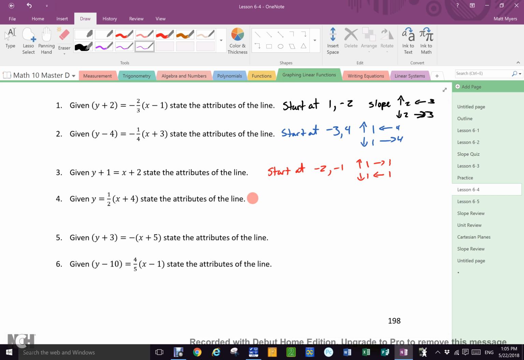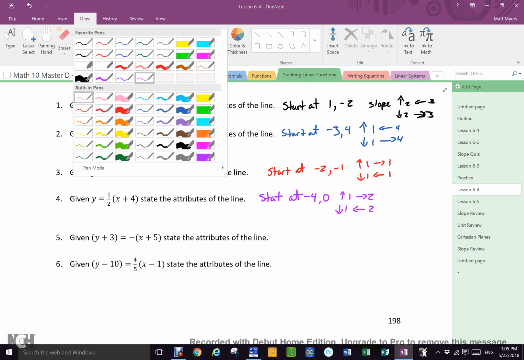Where do I start here? Start at -4. Yeah, and then up 1, right 2, or down 1, left 2, my dude. Oh wow.